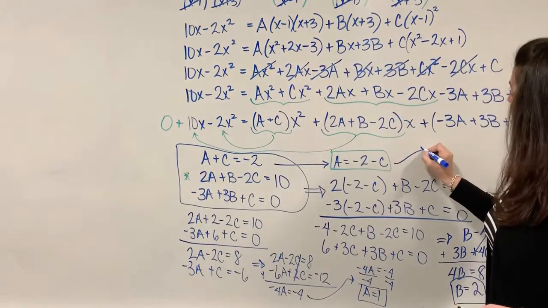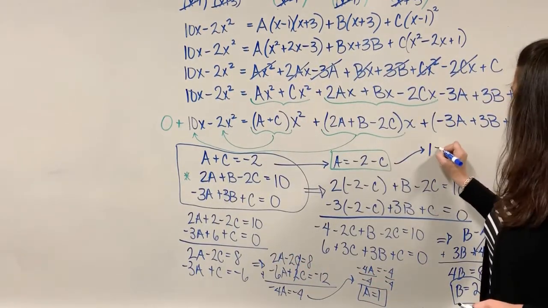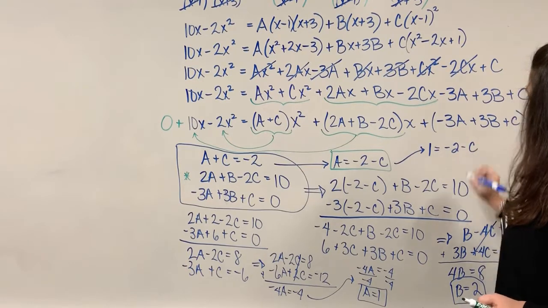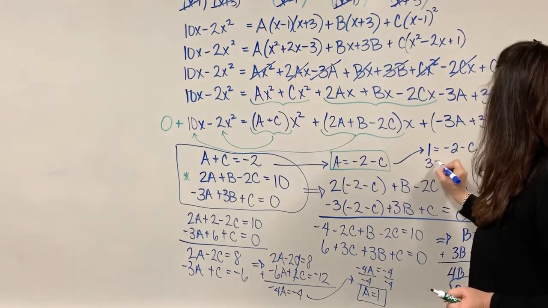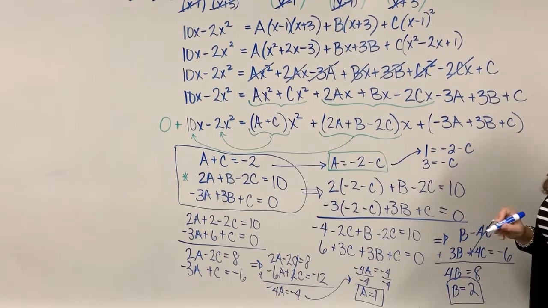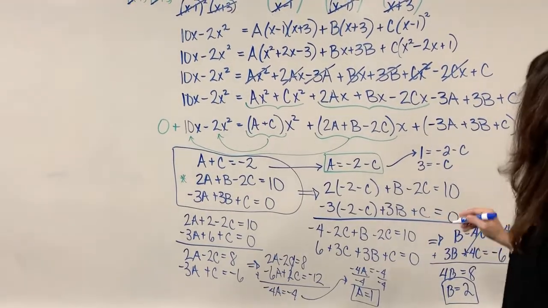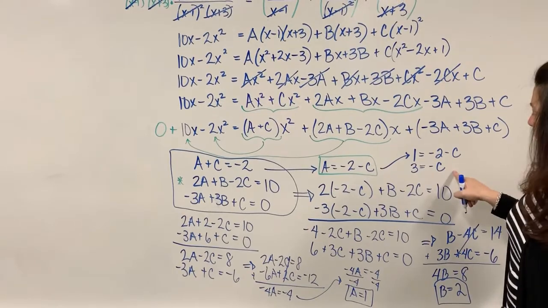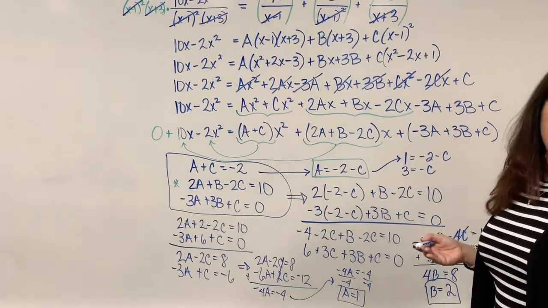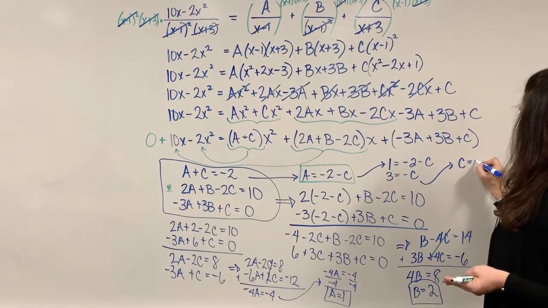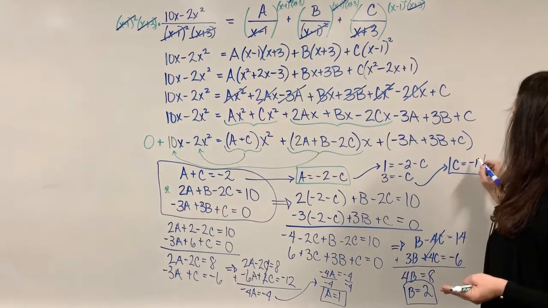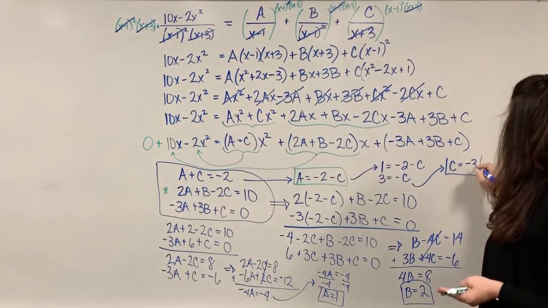So I have here that 1 is equal to negative 2 minus C. Add the 2 to both sides. So I have now 3 is equal to negative C, but we don't want negative C, we want positive C. So you can think multiply through that equation by a negative 1 or divide by a negative 1, whatever the case is. No matter what, C is definitely going to be just negative 3.